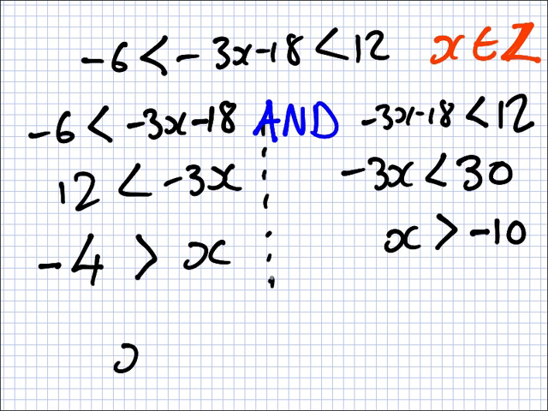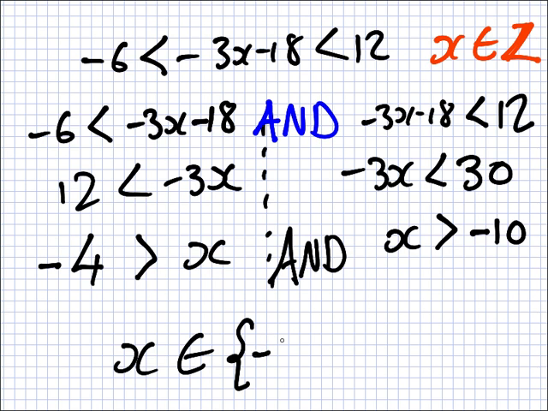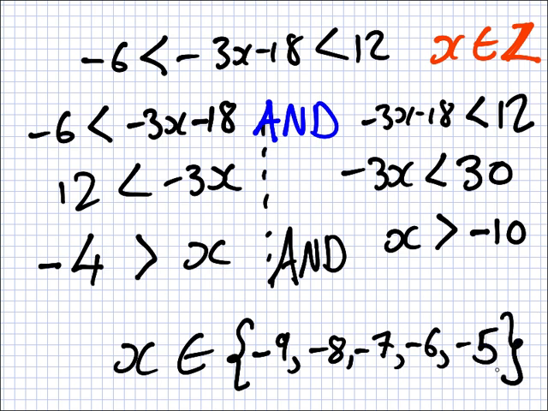Now, remember there's an and here. So we need the integers which are smaller than minus 4, so that means to the left on the number line, and bigger than minus 10. So where am I starting? Minus 9. Minus 8. Minus 7. Where am I stopping? Minus 5. Yes, there we go. These are all the numbers which are bigger than minus 10 and smaller than minus 4. So this is the set here. So you just have to be careful of the last step.